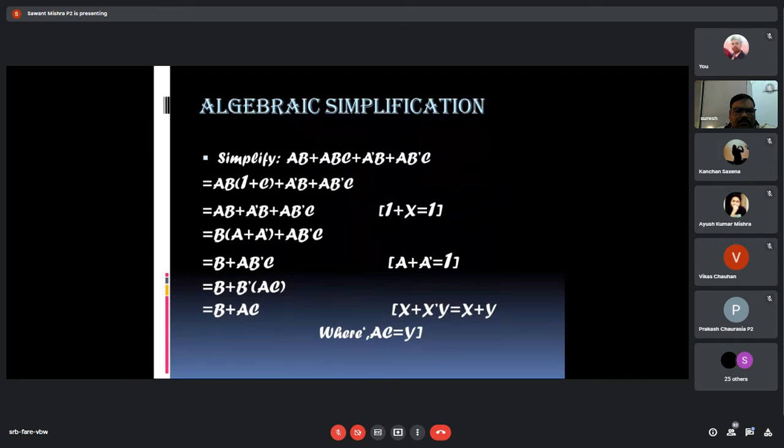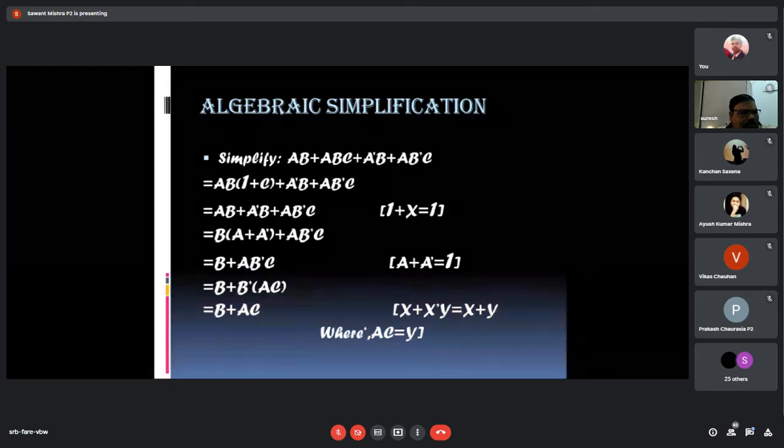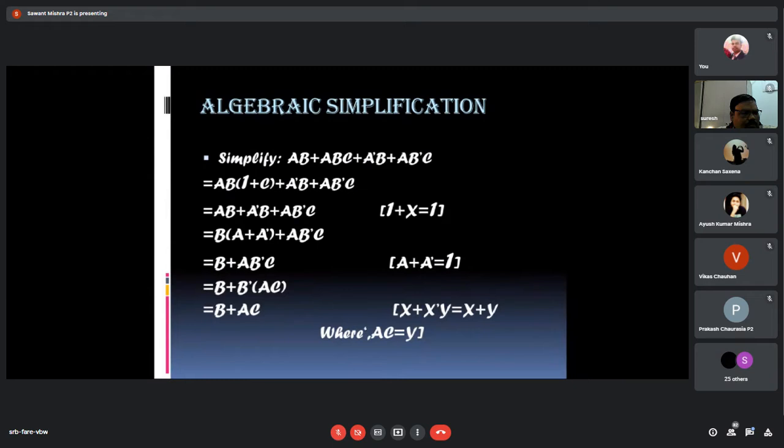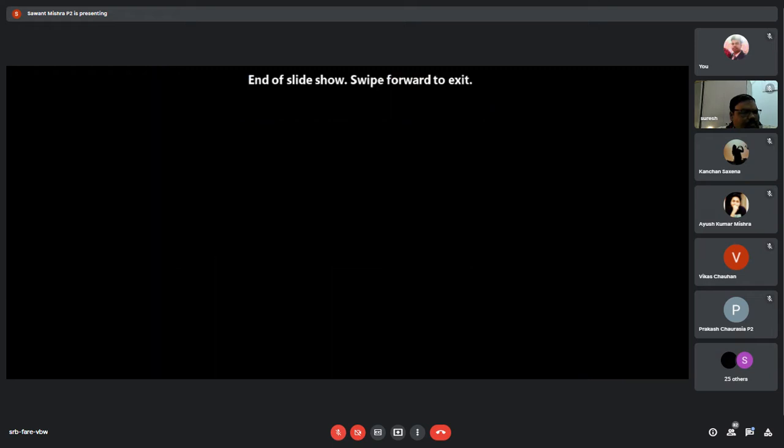Now you see, similarly the fourth question is also solved using the same Boolean laws, by using complement laws, commutative laws, associative laws, and many other laws, and simplifying this, we finally get the answer b plus ac. And that's all. Thank you.